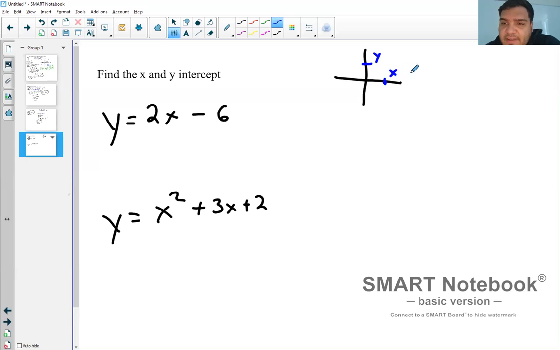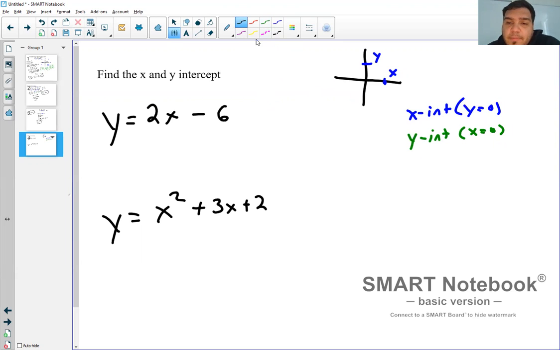If it's hitting the x-axis, that means for the x-intercept, y has to equal 0, because you're not going up or down. You're hitting the x-axis, going left or right. And if you're hitting the y-intercept, that must be x equals 0. So because you didn't go left or right, you must be on the y-axis, so x is 0.